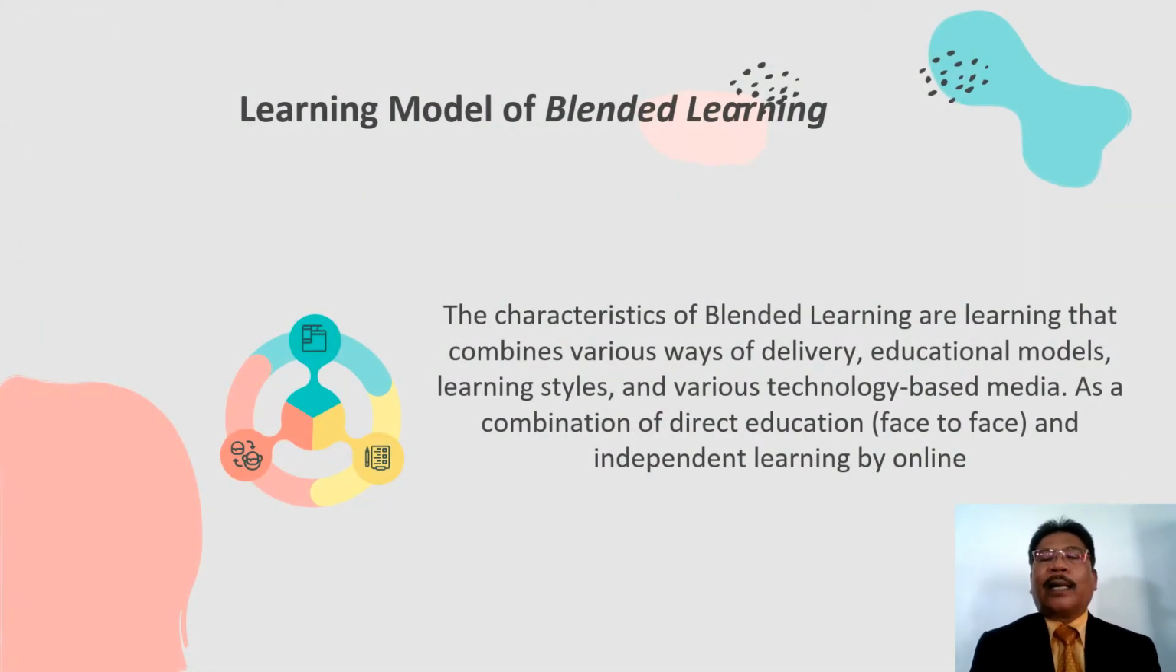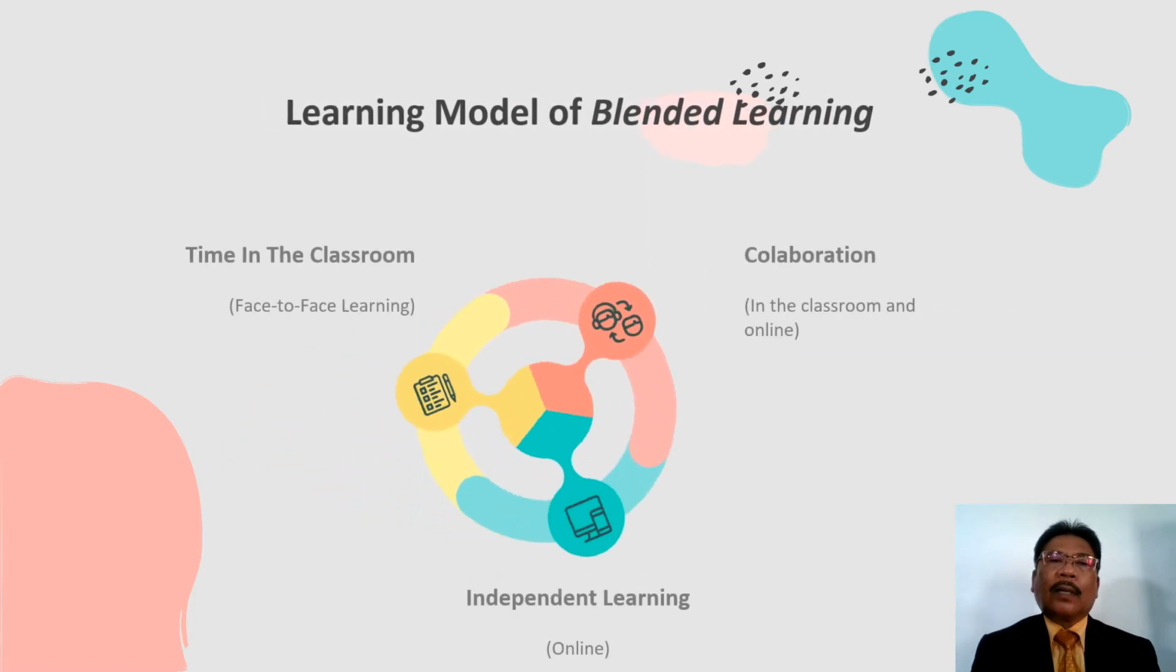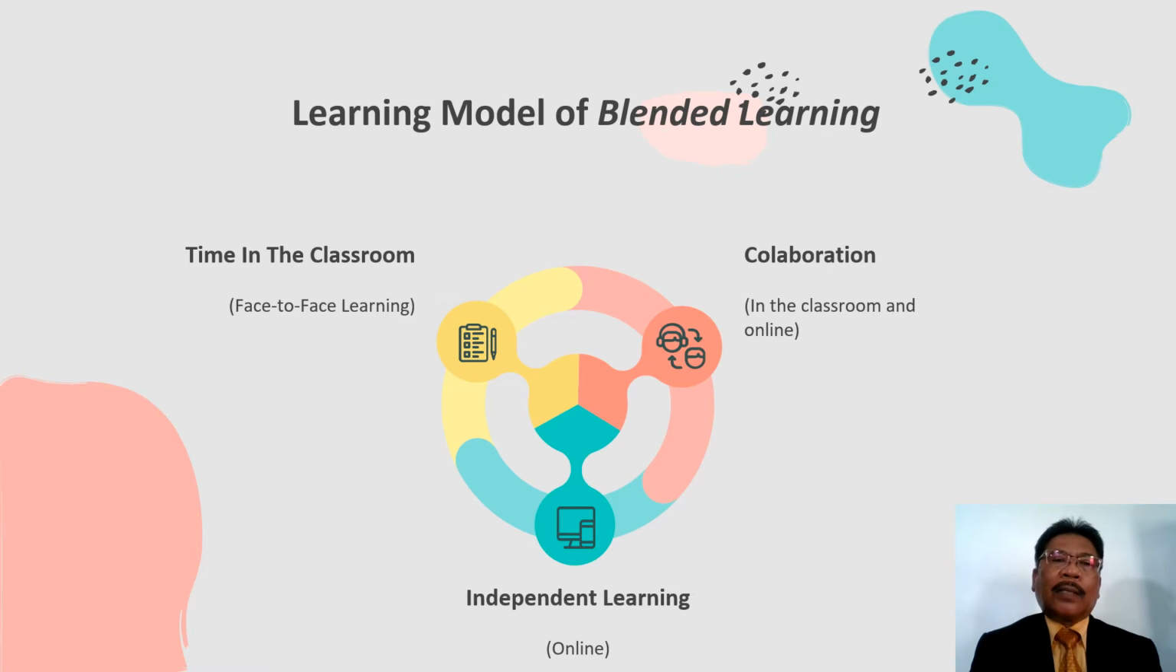Learning model of blended learning. The characteristics of blended learning are learning that combines various ways of delivery, educational models, learning styles, and various technology-based media as a combination of direct education, face-to-face, and independent learning online. Time in the classroom, face-to-face learning, collaboration in the classroom and online, independent learning online.